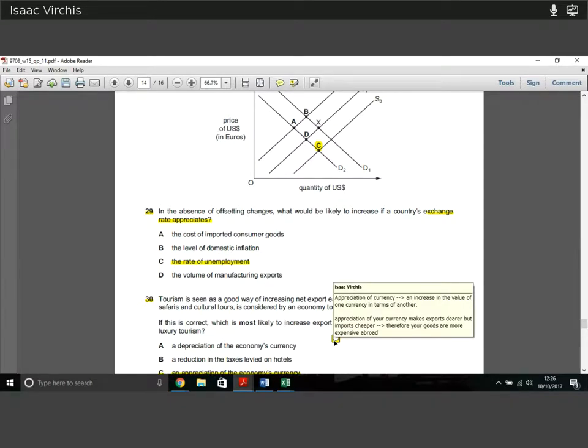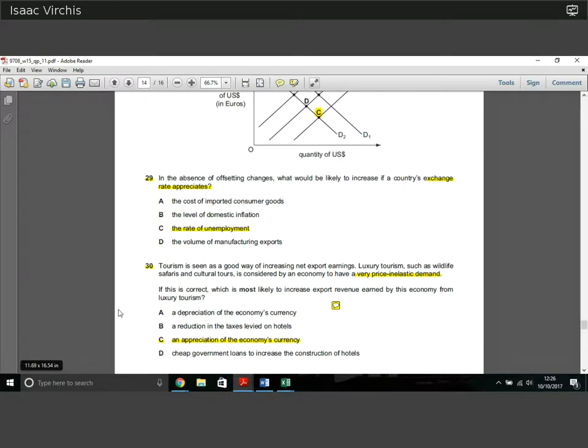The other answers don't make as much sense. For example, the level of inflation is actually likely to decrease because the cost of imports from Europe falls, although potentially with unemployment you could see other effects. And the volume of manufacturing exports you're likely to see fall, so that's wrong. And the cost of imported consumer goods is going to fall if the currency appreciates. So actually, the rate of unemployment is the only one that's likely to increase. And this is the answer.